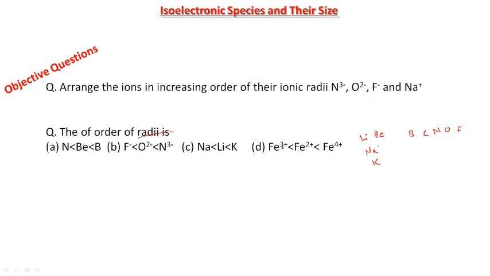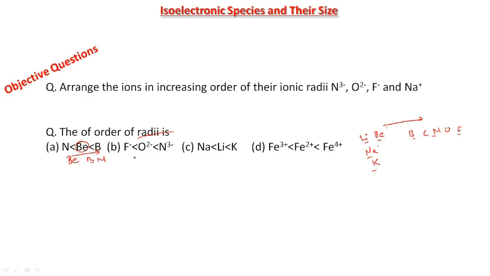Since all these are different sets of atoms as well as ions, we first arrange these in the periodic table according to their atomic number. So I have arranged here lithium, beryllium, boron, carbon, nitrogen, oxygen, fluorine, then sodium, potassium. So the correct order of this is beryllium, boron and nitrogen. As we are moving from left to right, the atomic radii decreases, right? So here beryllium is in between, so this is not correct.